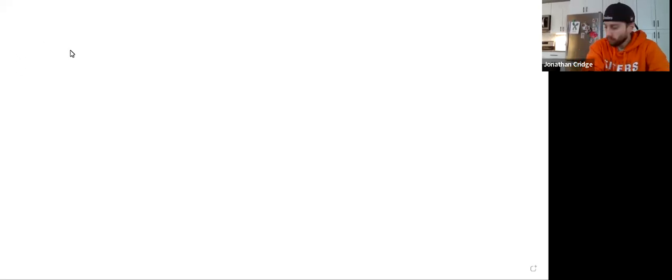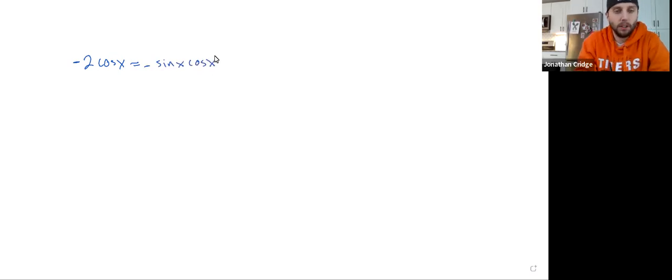Okay, so first one, -2 cosine of x equals negative sine of x times cosine of x. Okay, so what makes this a little bit tricky is, my first instinct when I see these equations is how do I use a trig identity or something like that to make all the trig values look the same, right? That's our first instinct. But this one, there's no identities that are going to help. So the next thing I see is this term has a cosine and this term has a cosine. So maybe I can get these terms together and then factor out a cosine.